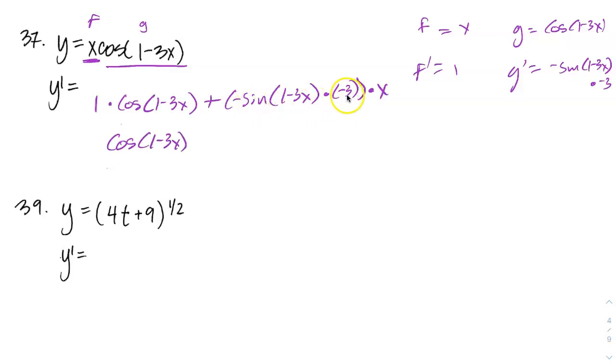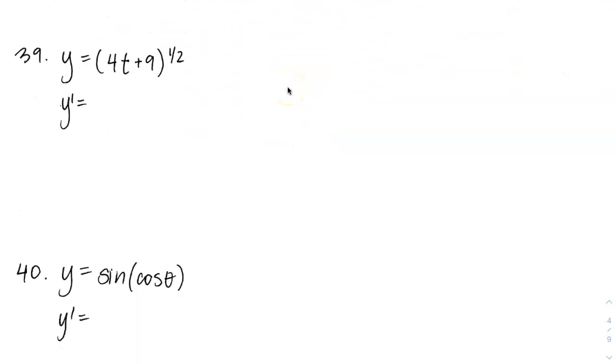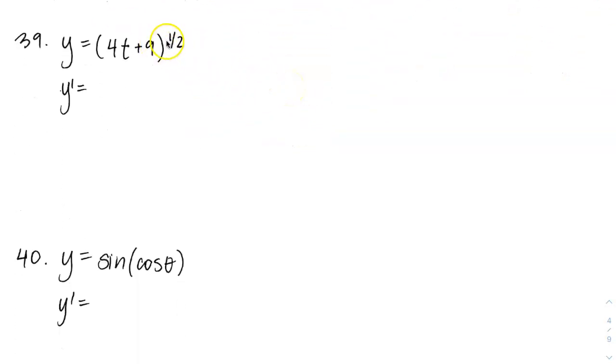Multiplying negative sine times negative 3 times x, so it's a positive 3x sine of 1 minus 3x. Again, only if it's multiple choice. For your response, feel free to leave it like this. Next one. Oh, it's already rewritten for us.